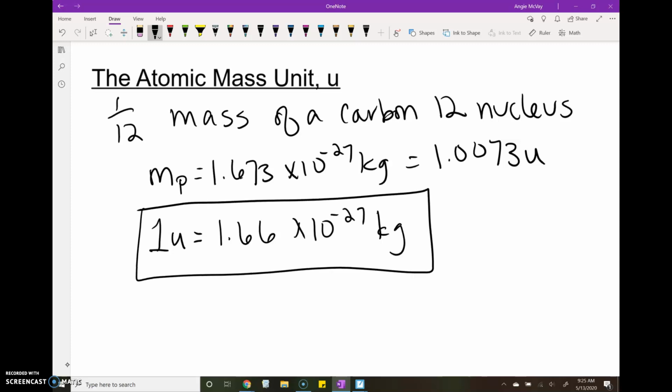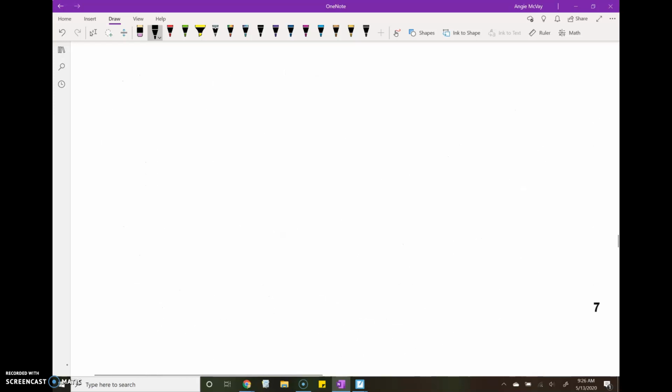So the mass of a nucleus is about the number of nucleons times the atomic mass unit. That's a good approximation of the mass of a nucleus. How many protons or neutrons, uppercase letter A, times the atomic mass unit.